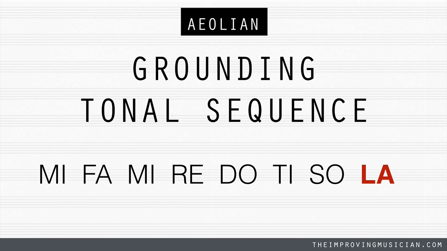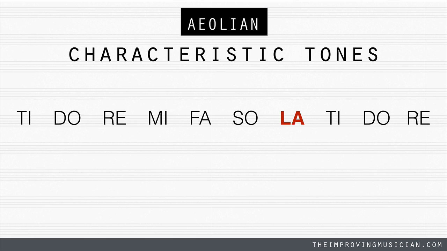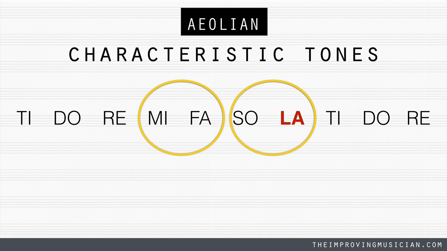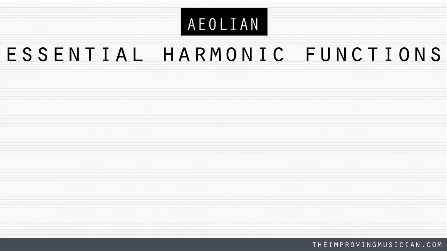Our grounding tonal sequence is Mi, Fa, Mi, Re, Do, Ti, Sol, La. Our essential tones are the naturally occurring half steps between Mi and Fa, Mi, Fa, Mi, and our whole step between La and Sol, La, Sol, La. You often hear this kind of progression in Aeolian: a 1 chord, a 7 chord, a 6 chord, and a minor 5.